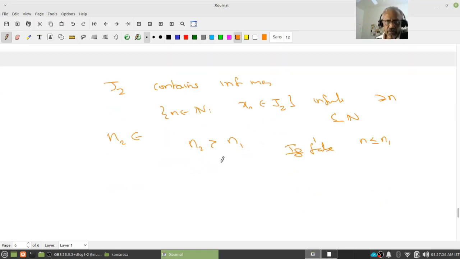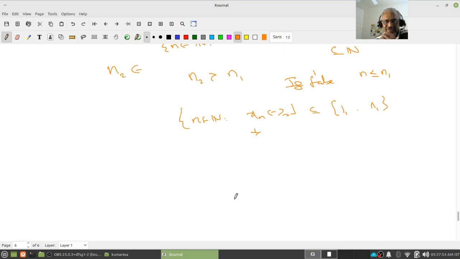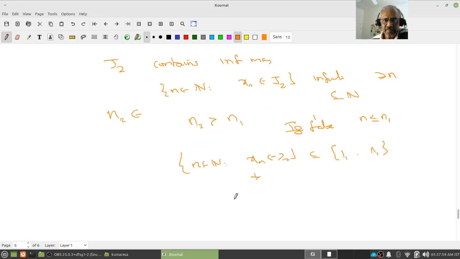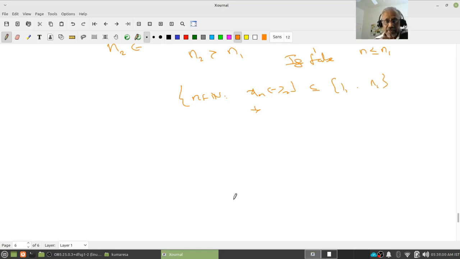Therefore what does it mean? This set of n in N so that xn belong to J2 is contained in the set 1 to n1. This is a finite set, therefore this cannot be infinite. Do you understand? Don't work simply on intuition, accept it on faith. It may be tougher than what you see in your classroom, but you will learn how to think carefully and critically. Are you following?